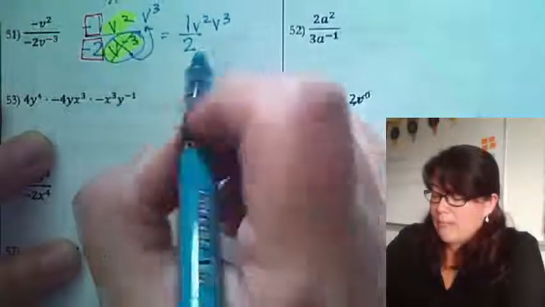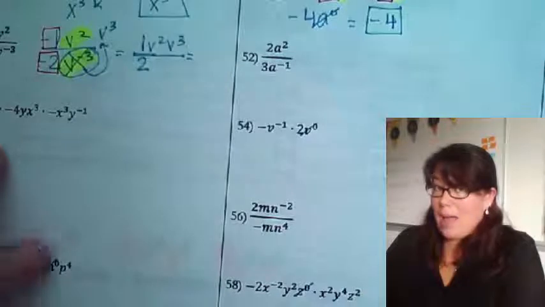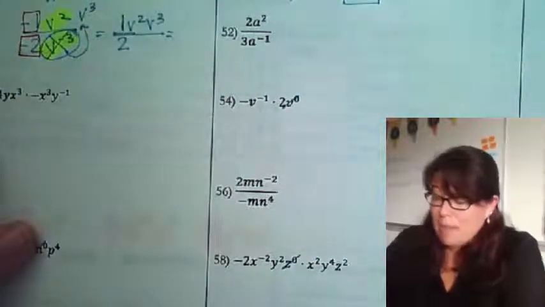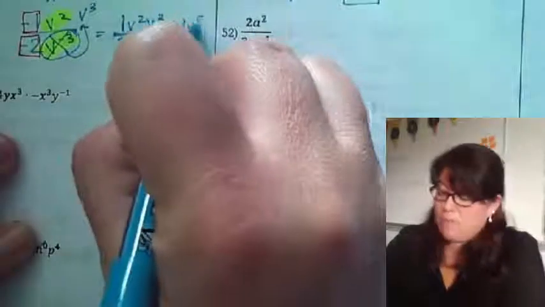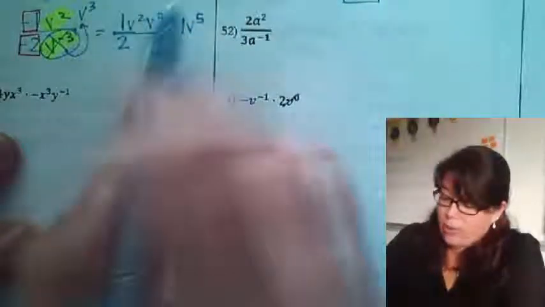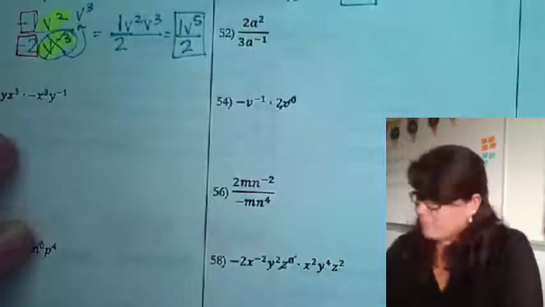And remember, anytime we have bases right next to each other, that means they're being multiplied. So I can apply my product property, because I'm multiplying these two bases, and get v to the 5th, because I'm going to add 2 and 3. Keep it over 2, and there you have it, all set.